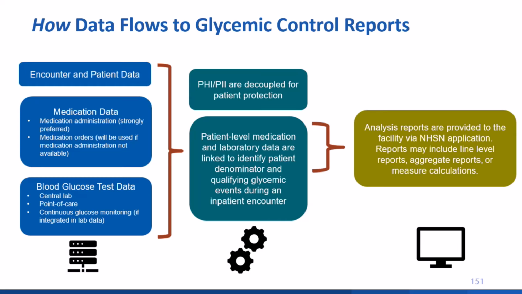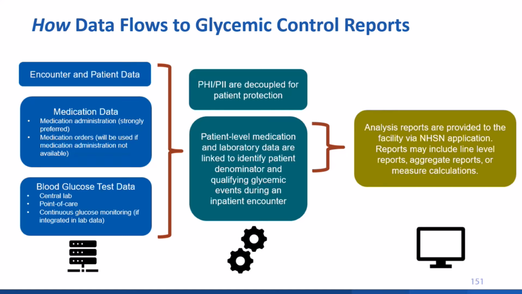So let's first talk about how that data gets into the reports to begin with. Using the glycemic control DQM as an example and demonstrating the process taking place within the CDC cloud, we would consider encounter and patient data, as you see if you follow from the left side of your screen, medication data, preferably using medication administration, but medication request will be used if medication administration is not available. And then the blood glucose test data.